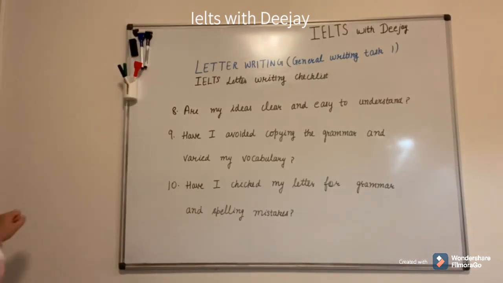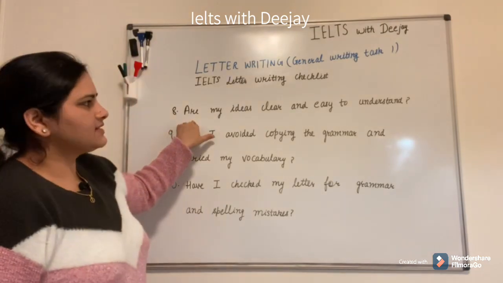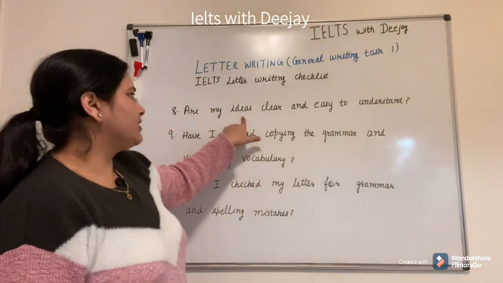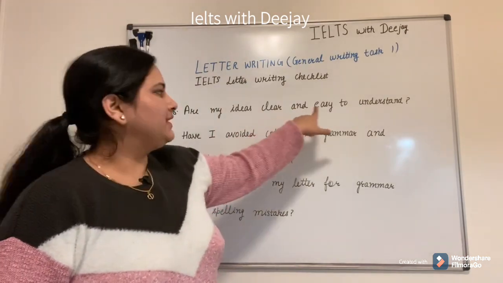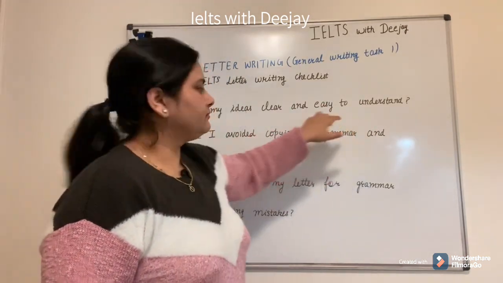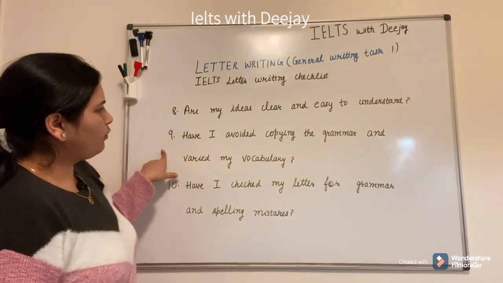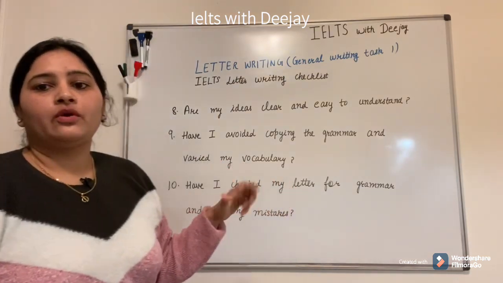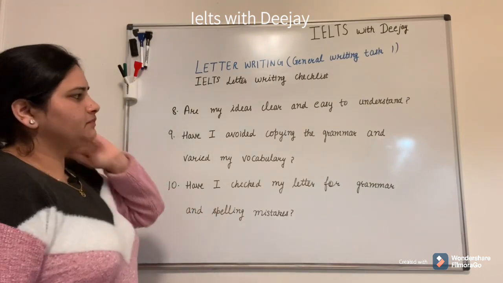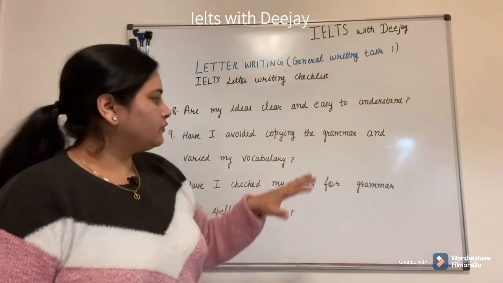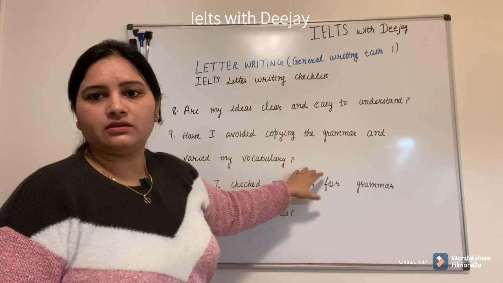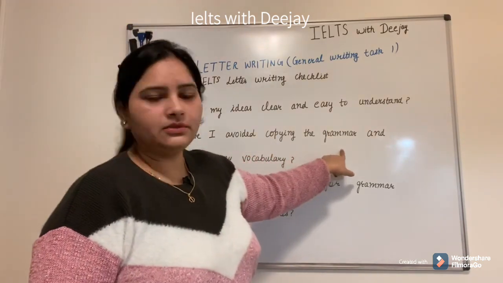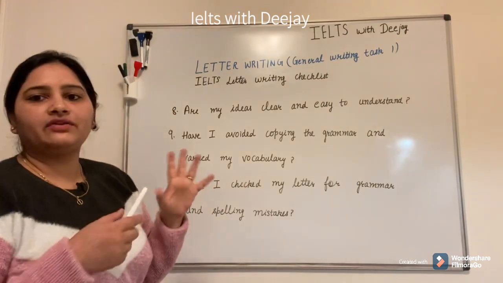Now the 8th point is, are my ideas clear and easy to understand? You need to see that your ideas must be clear and they should be easily understandable as well. Next is, have I avoided copying the grammar and varied my vocabulary? If you are repeating the sentences, the tenses, and if the words are getting repeated, that is wrong. You will lose bands. You need to avoid copying the grammar and you need to give a wide range of vocabulary.